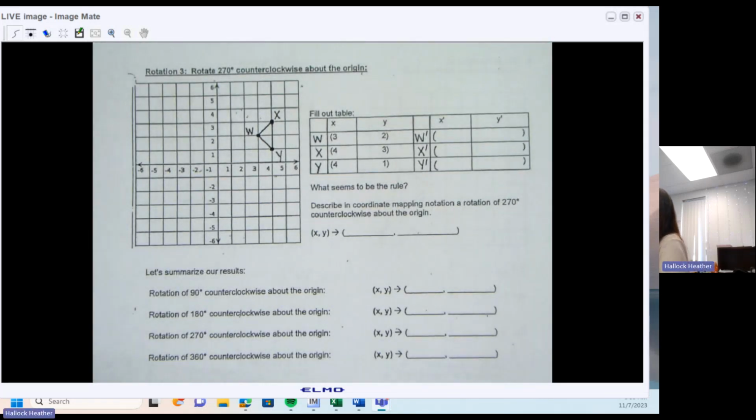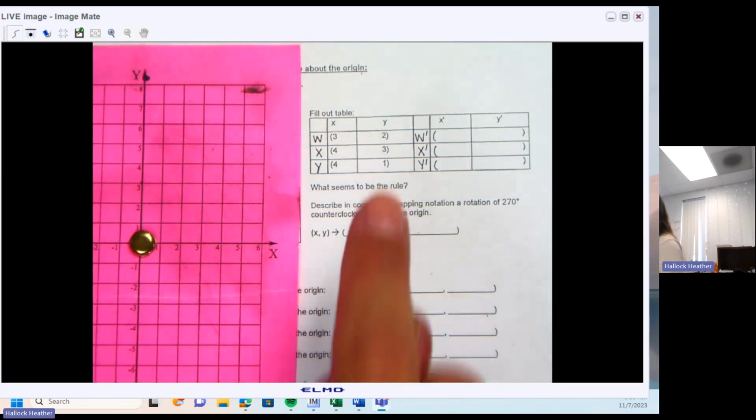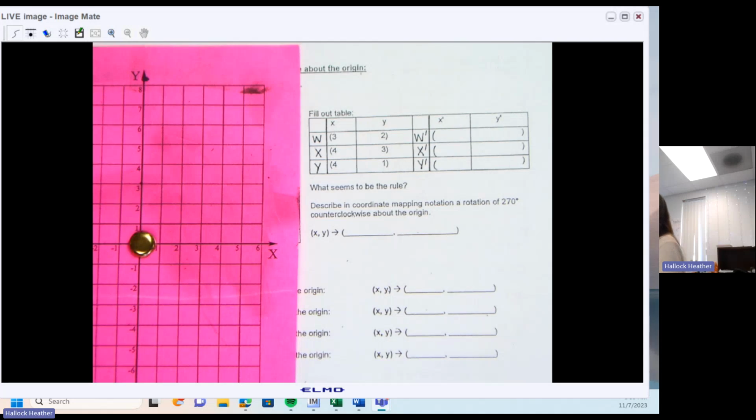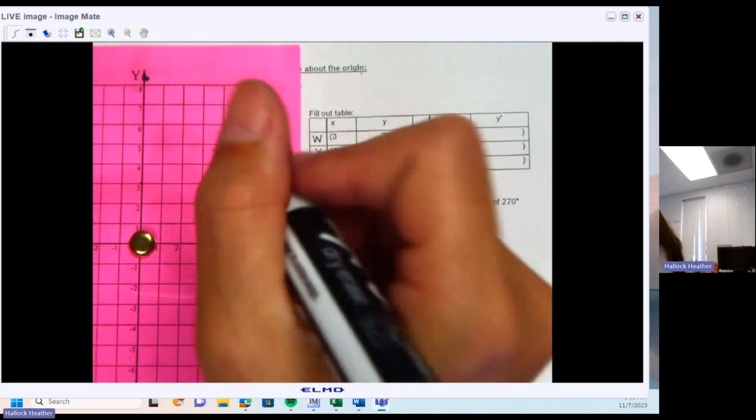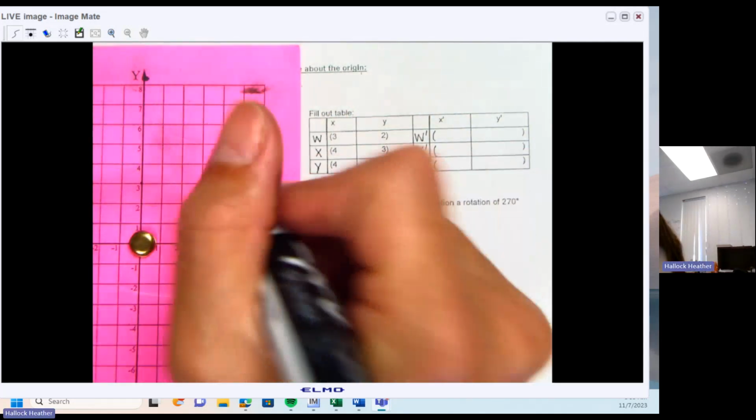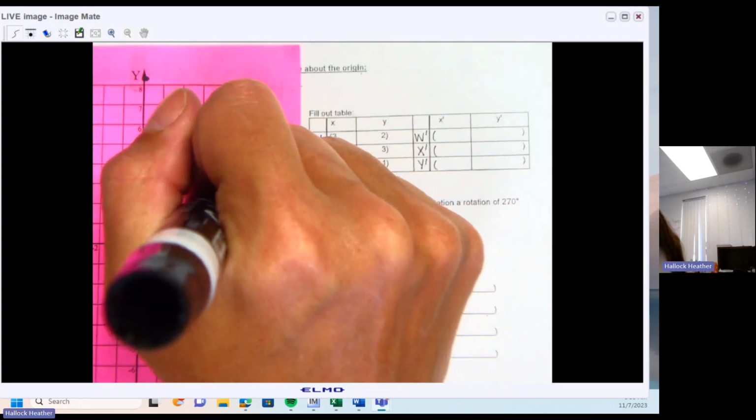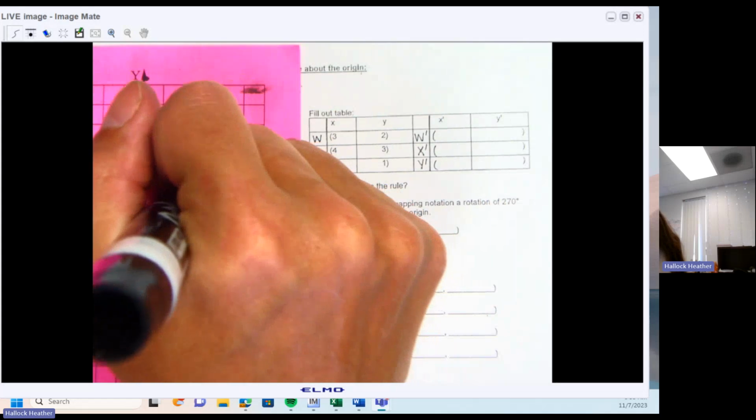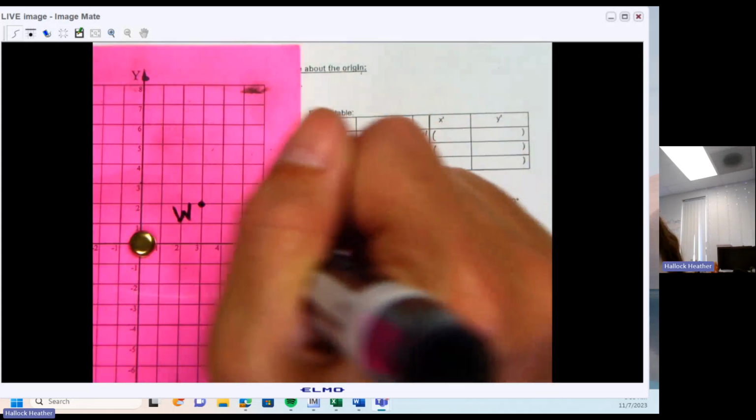Same thing, we're going to make sure it's set up nice and straight, and then we're going to plot the original WXY coordinate points on our pink graph. Some of you will realize how to do this without this fairly quickly, but people who like visual things and like to see things, this pink thing hopefully is helping your brain process it.